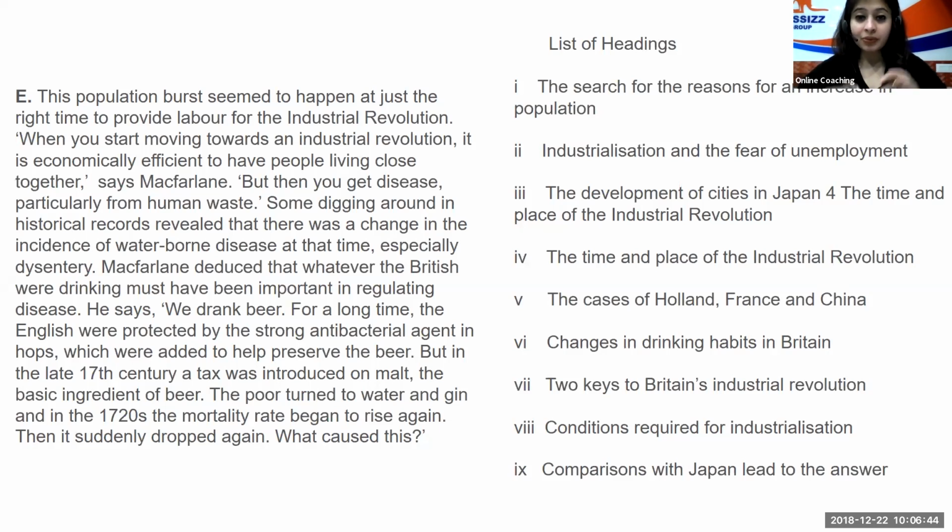So can I say changes in the drinking habits in Britain is the only possible close answer I get. Also, even had I not read the whole paragraph, had I read the first line and the last line, I would have been able to figure this out. But because I was not sure and I wanted to focus a little bit on accuracy, I decided to read the whole thing and get it.